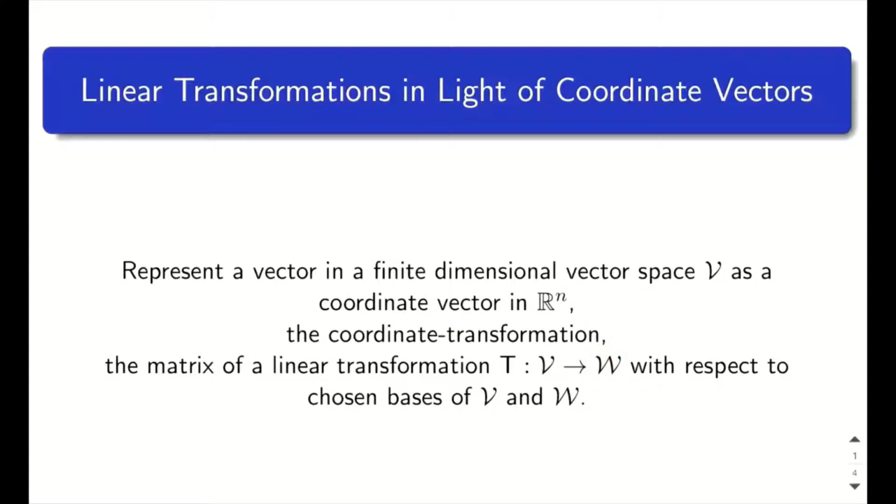And today we are going to learn a way so that we can identify such linear transformations as transformations from Rn to Rm in some way. So the first thing we are going to learn is how to represent a vector in a finite dimensional vector space V as a coordinate vector in Rn.